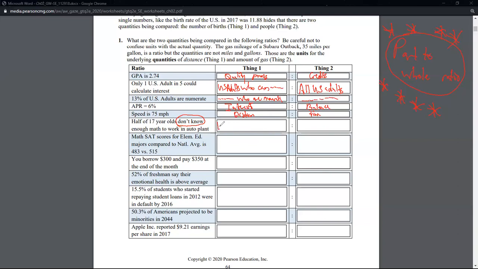So it's the 17-year-olds, not 17-yos, the 17-year-olds, I'm abbreviating, who don't know enough math. And then we're comparing it to all 17-year-olds.